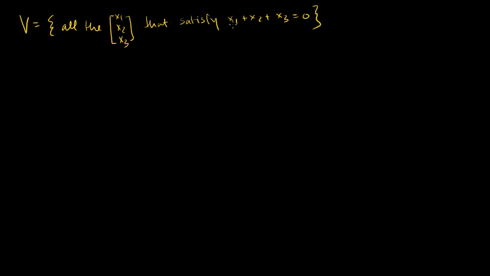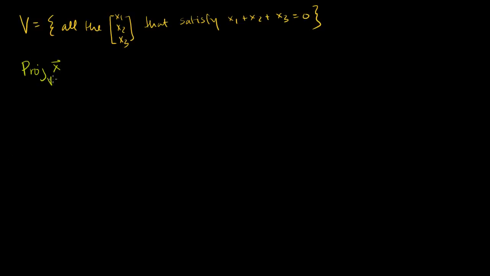Let's say I have a subspace V that is equal to all the vectors, let me write it this way, all of the x1, x2, x3s, so all the vectors like this that satisfy x1 plus x2 plus x3 is equal to 0. If you think about it, this is just a plane in R3. So this subspace is a plane in R3. And I'm interested in finding the transformation matrix for the projection of any vector x in R3 onto V.